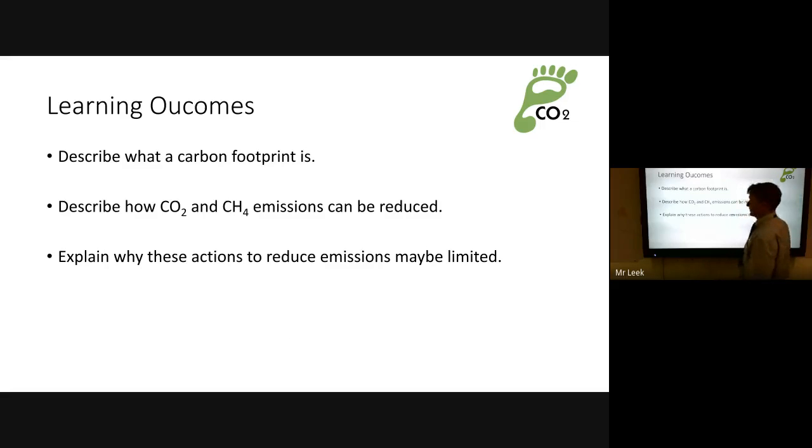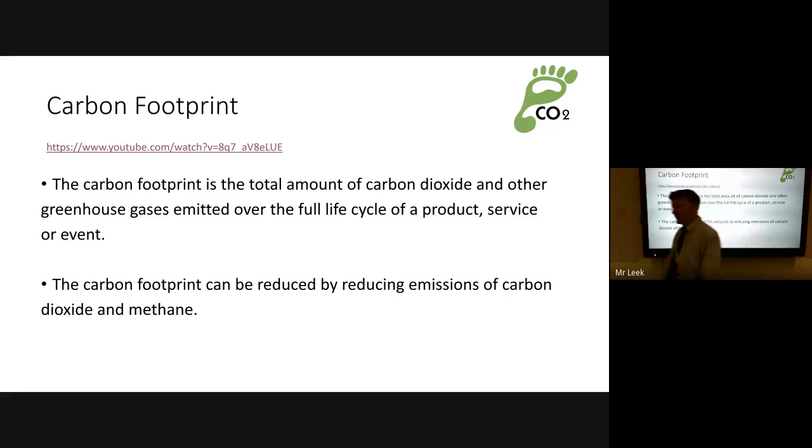So the learning outcomes are: we've got to describe what the carbon footprint is, describe how carbon dioxide and methane emissions can be reduced, because we need to do that to prevent global warming and the greenhouse effect. And we need to explain why these actions to reduce emissions may be limited, so why it's actually difficult to do some of these things. Firstly, we're going to watch a little YouTube video.